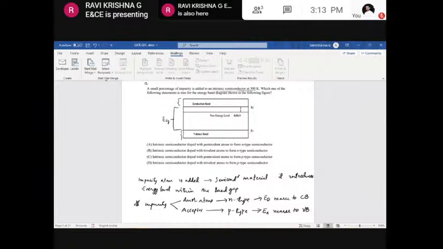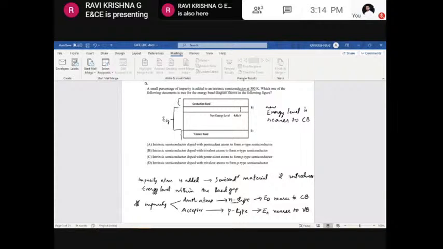Okay, we have introduced the impurity atoms, and if this impurity atom introduces an energy level that is nearer to the conduction band, that leads to the N-type semiconductor, right? If you just look at this newly introduced energy level in the energy gap, it is nearer to the conduction band. In this figure, the new energy level is nearer to the conduction band. This is your conduction band.